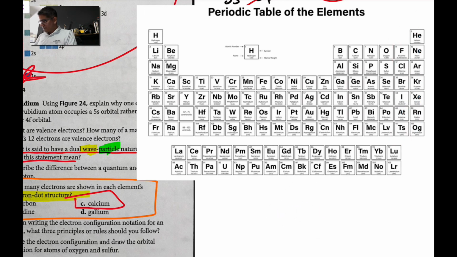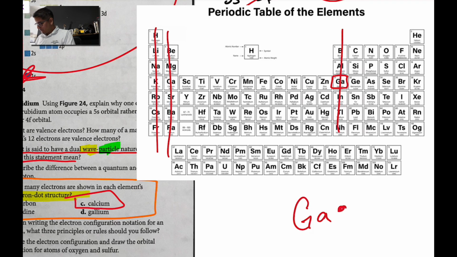Okay? All right, let's move on to the last one, gallium. Okay, so gallium is right here. Okay, element number 31. So this is group 1, group 2, and group 3. So gallium will have 1, 2, 3. Okay, and that is how the electron dot structure looks for gallium.